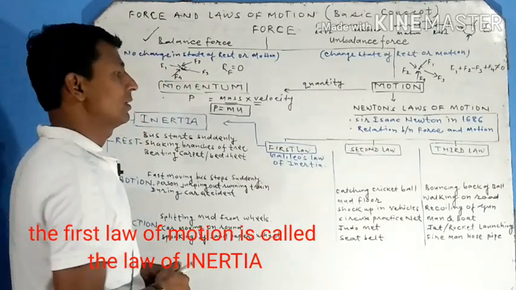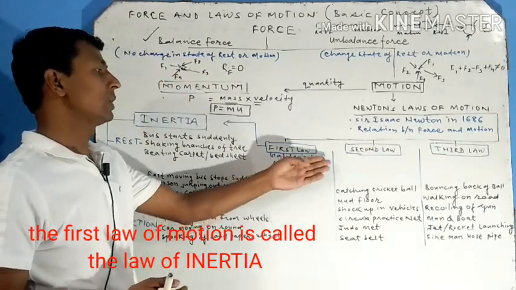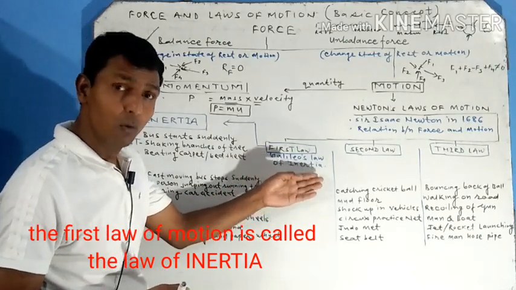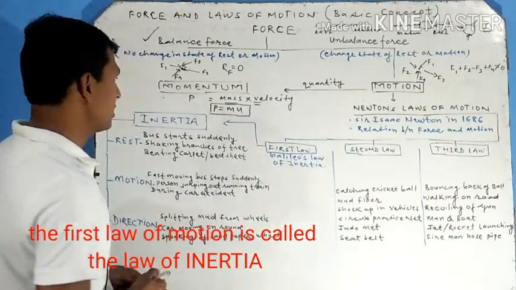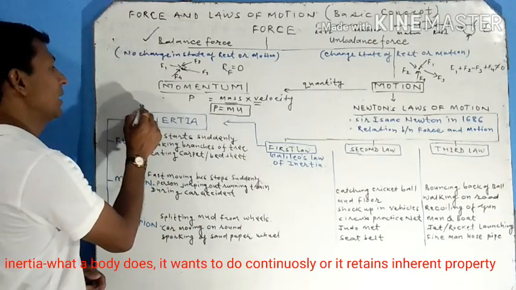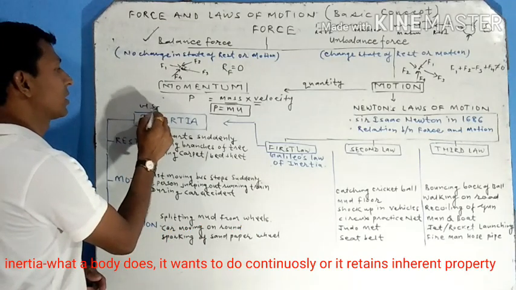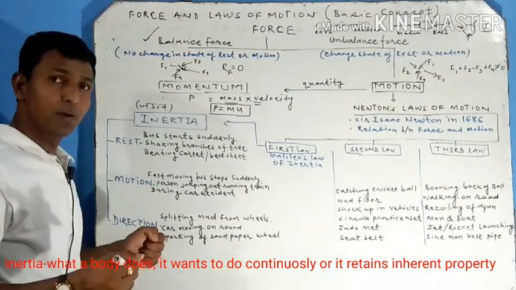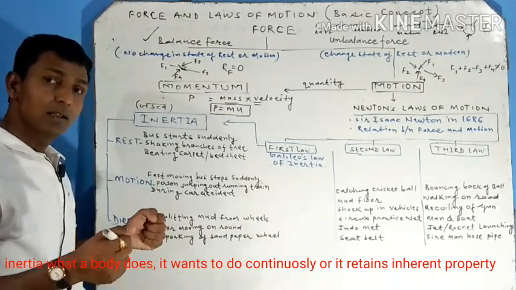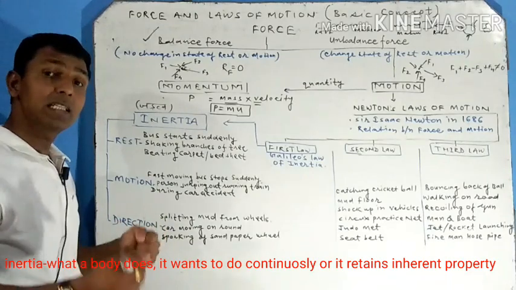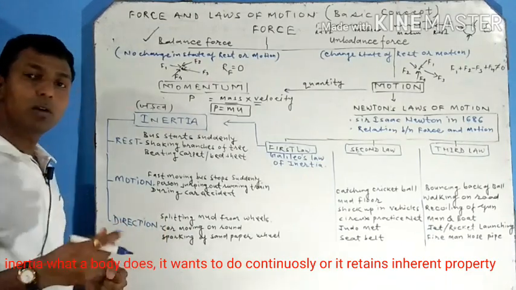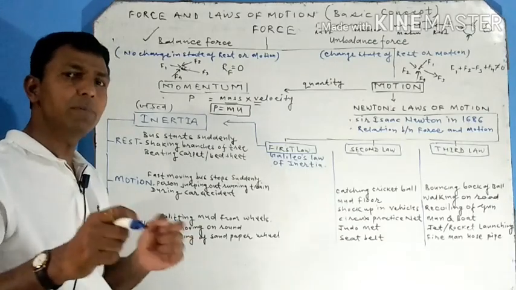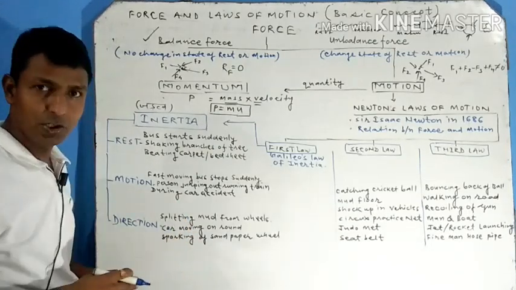The first law is also known as Galileo's law of inertia. What is inertia? Inertia is generally known in Hindi as jadatva. Jad means an inherent property: whatever a thing is, it always remains the same. A body wants to continue the same thing, the same tendency. This is actually called inertia.